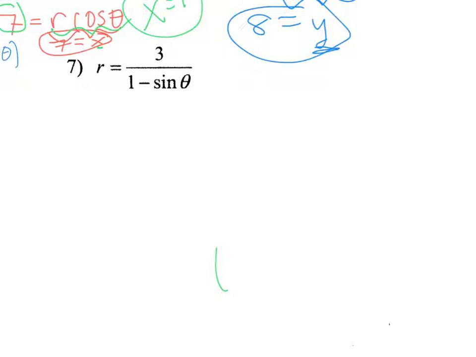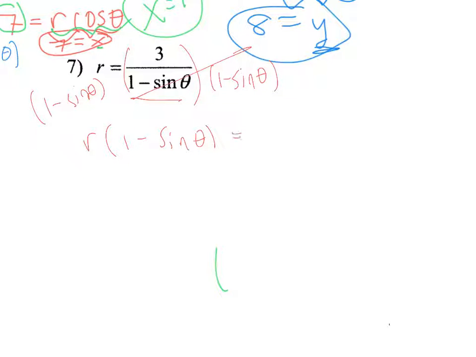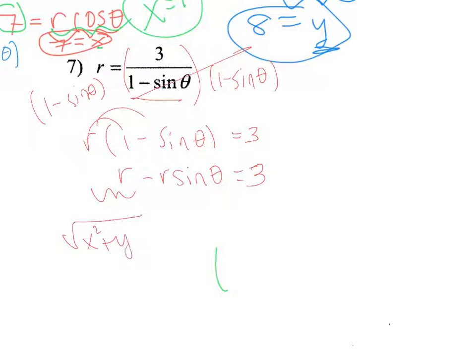Similarly, for this next one, we're going to multiply both sides by 1 minus sine of theta. So then we have r times 1 minus sine of theta is equal to 3. We distribute the r, so we have r minus r sine theta is equal to 3. We can replace r with the square root of x squared plus y squared, minus, we can replace r sine theta with y, equals 3.